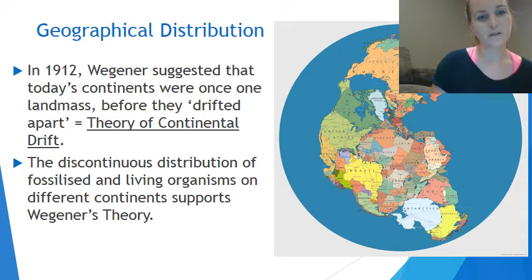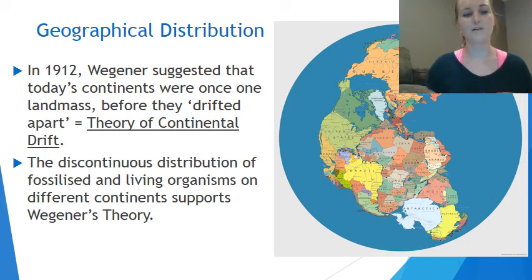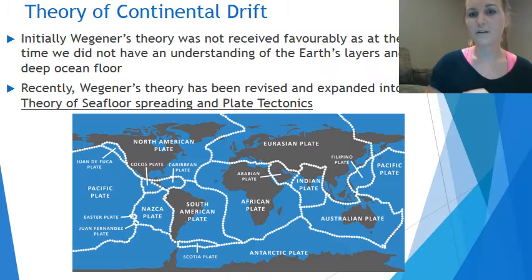Pangea. So the fact that we do have this discontinuous distribution of fossilized and living organisms, so species that have died out and species that are still living today on different continents across the world, supports this theory of Wegener. Okay, so the theory of continental drift.